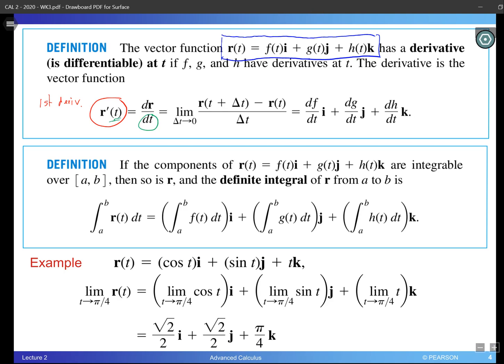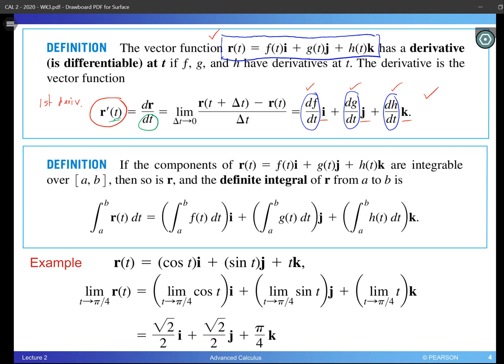So when it comes to calculation, differentiate f with respect to t separately, g with respect to t separately, and h with respect to t separately, and in the end you keep this vector form. Alright, r of t starts as a vector and ends as a vector after finding the first derivative, and you perform the differentiation separately, one by one. Alright, so that is the differentiation of a vector function.